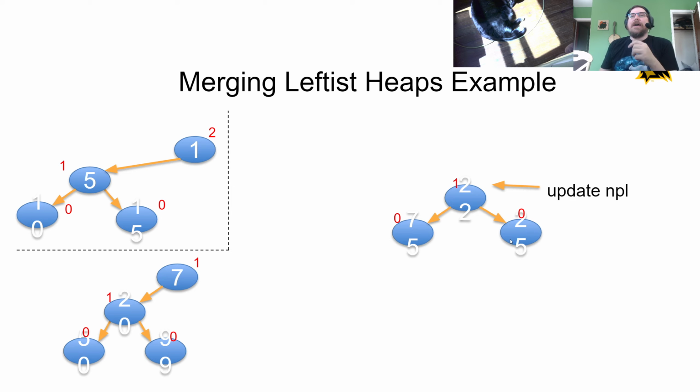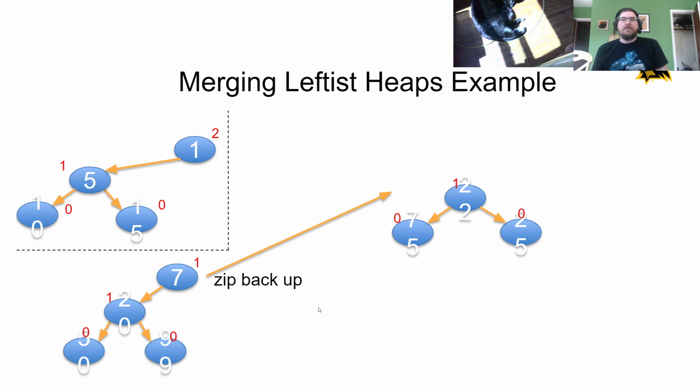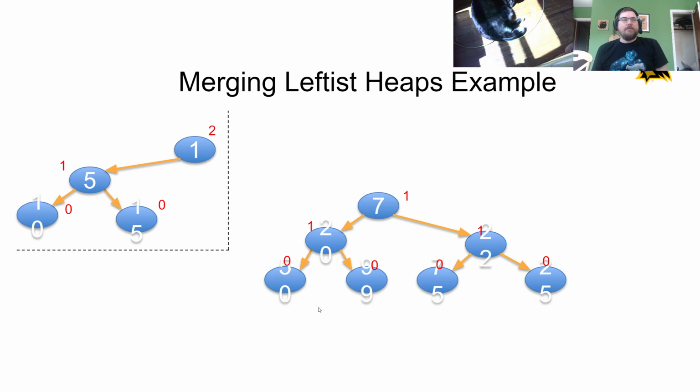And so now I have a leftist heap. But I still have all these other nodes over here on the left. We have now come up with a leftist heap. Cool. So now we're going to walk out of the recursion and look at 7, which is waiting for a right child. So we're going to connect these two. Zip it back up.